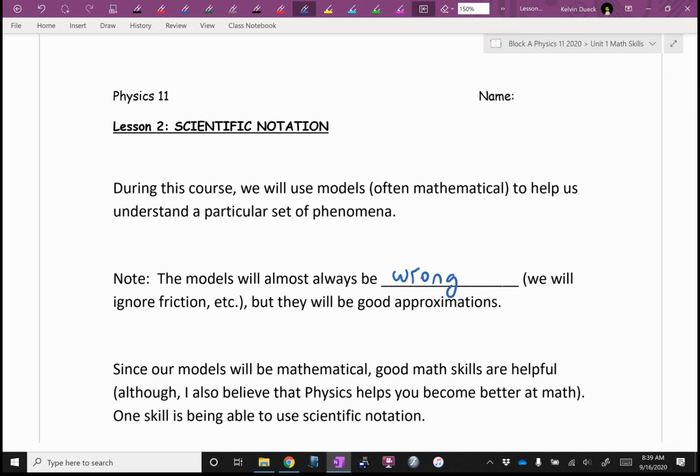So we'll ignore friction quite often, or when we look at free fall, we'll ignore air resistance, or we'll just say, let's assume that whatever we're dropping is shaped like a cannonball and is really dense, so that air resistance doesn't play a big part as long as we're not going 10 times the speed of sound. Almost everything that I teach you is going to be technically wrong, but it's going to be pretty good. Our models will be pretty good. They'll be good approximations.